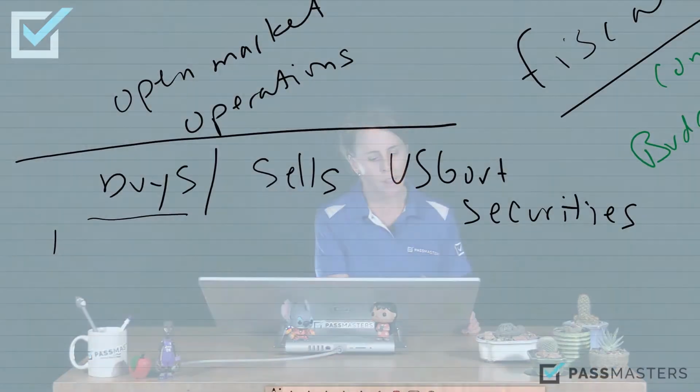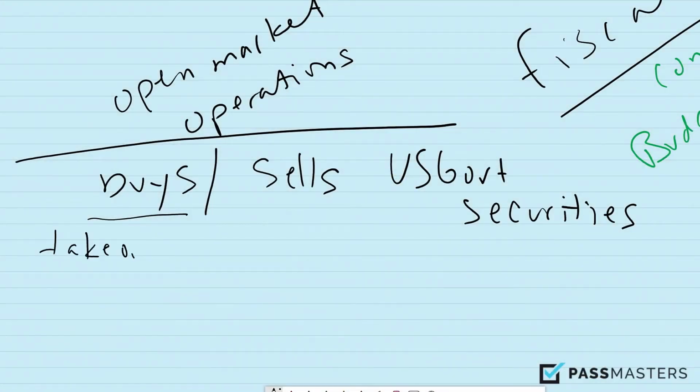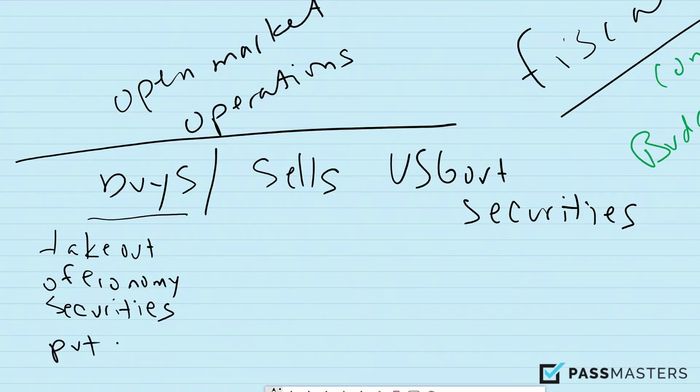Now think about this. If the Fed buys U.S. government securities, they take out of the economy the securities, so U.S. government securities, and put in what? Oh yeah, lots and lots of dollars. I suppose it depends on how many times they do it, but they are known to do this.